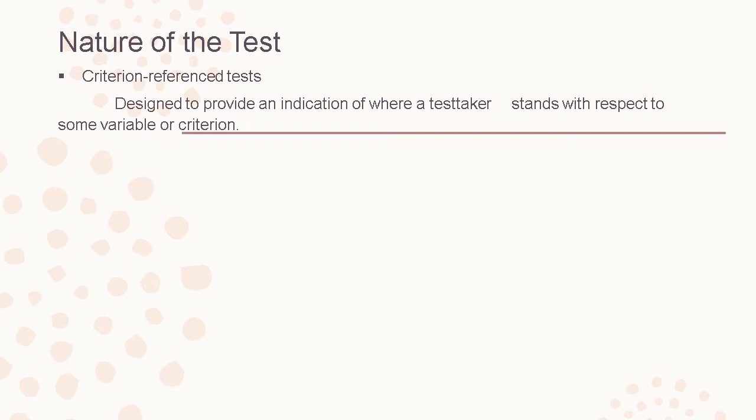Criterion-referenced tests are designed to provide an indication of where a test taker stands with respect to some variable or criterion. This contains materials mastered in a hierarchical fashion. For example, a pilot is being tested on his knowledge of machineries. So, this can be based on a master or failed-to-master kind of criterion.